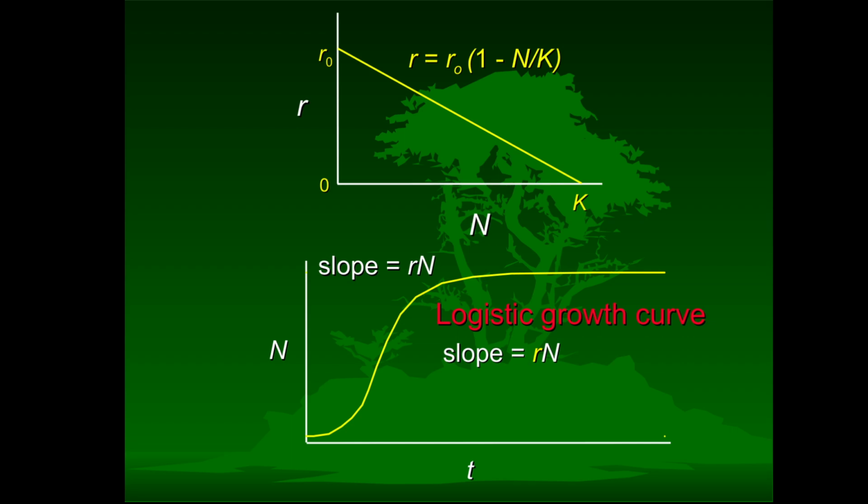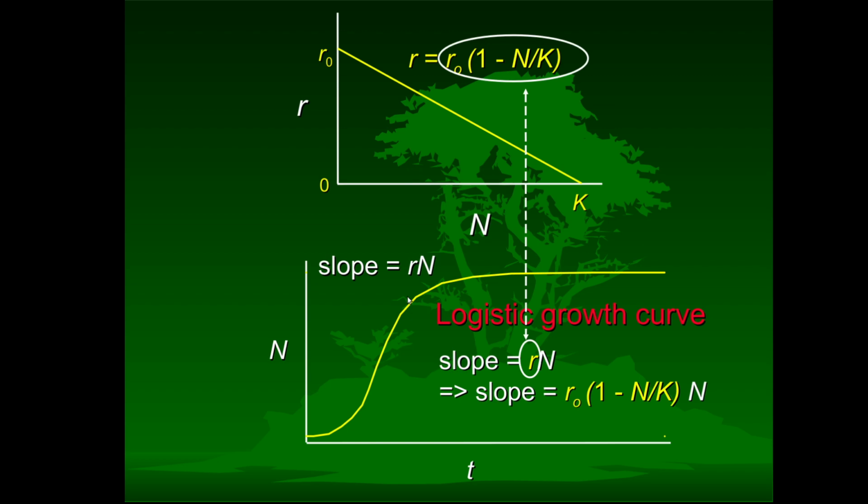And here's the equation for logistic growth. We start out with the usual assumption, the population growth rate, or the slope, is equal to r times n. But little r is this yellow part right here.